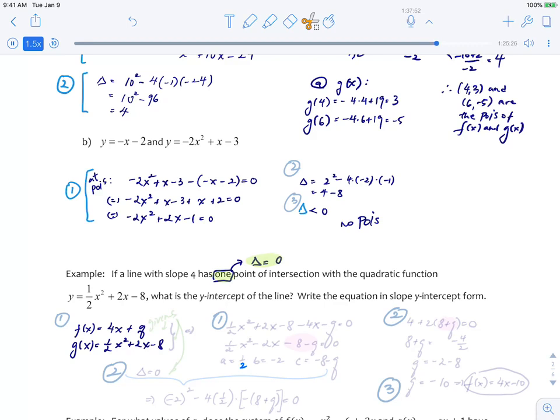I just have a slope of 4, and we don't know the intercept yet. So it's just a general equation. I know it's a line, it has a slope and an intercept. So I know the discriminant is 0. So these three together I can use now.